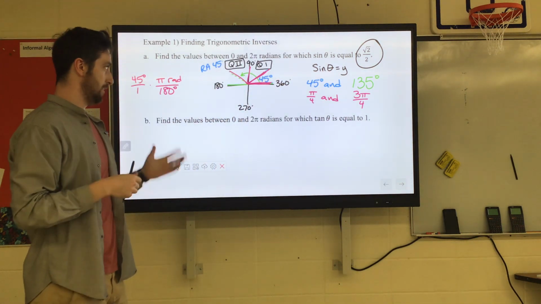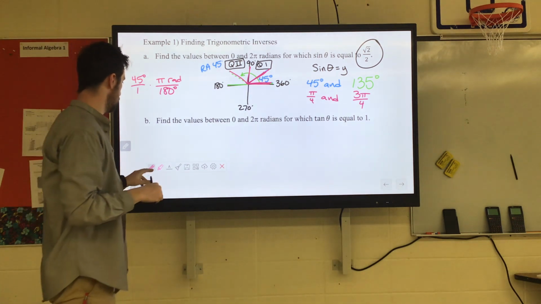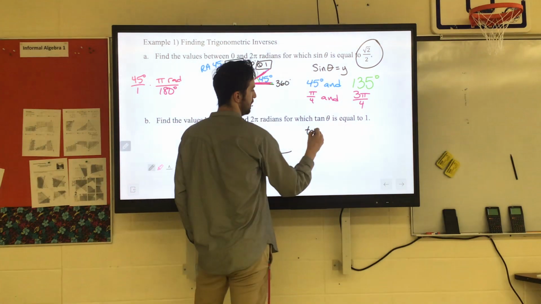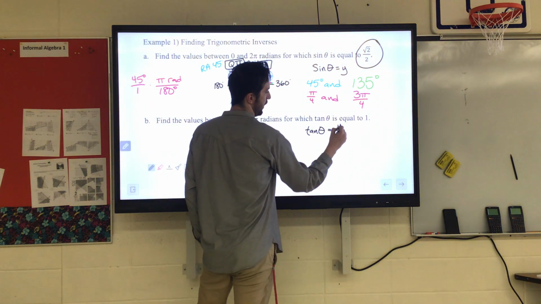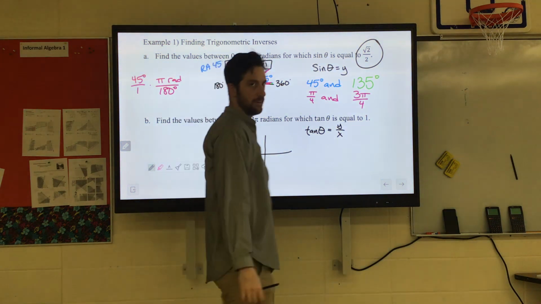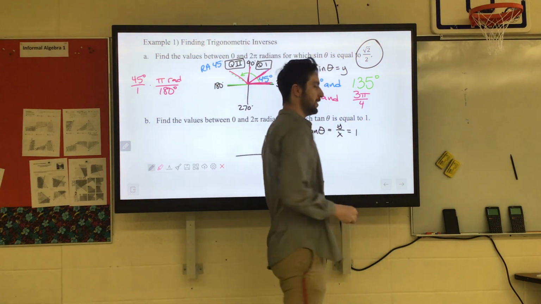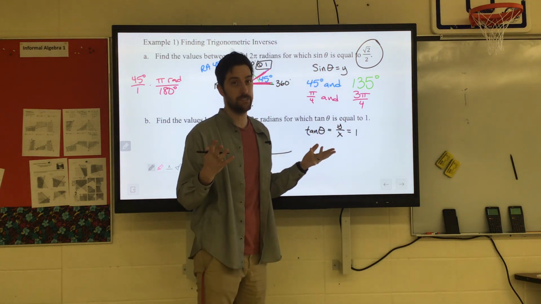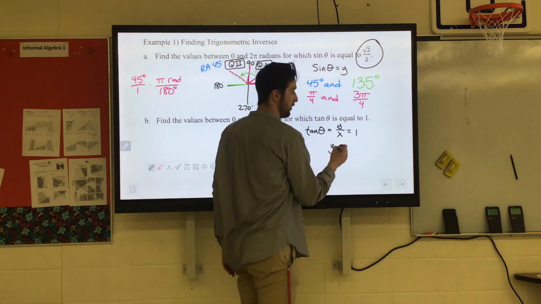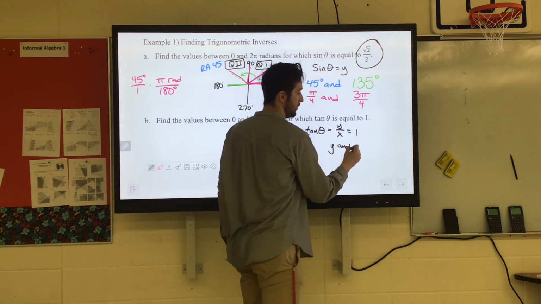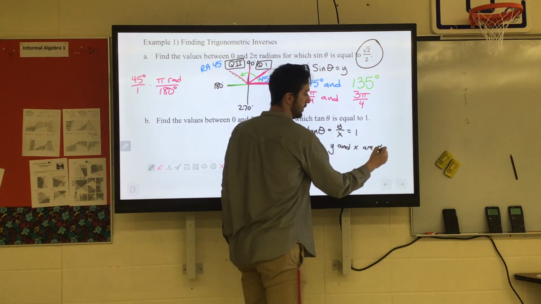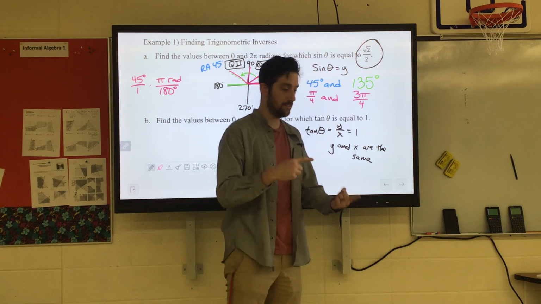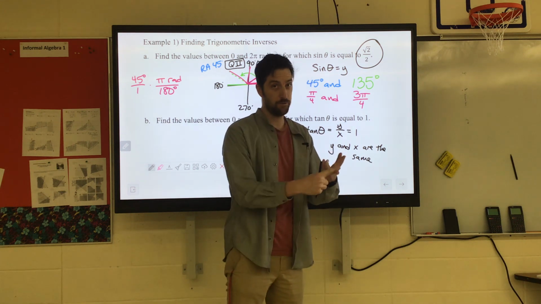Find the values, again, where tan is equal to 1. Now remember, tangent is y divided by x. And they're saying that this equals 1. If something divided by something equals 1, that means they need to be the same. So we have to keep in the back of our head that y and x are the same. And it divides to positive 1. So that means they're either both positive or they're both negative.